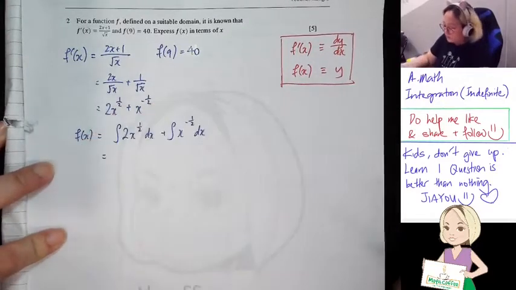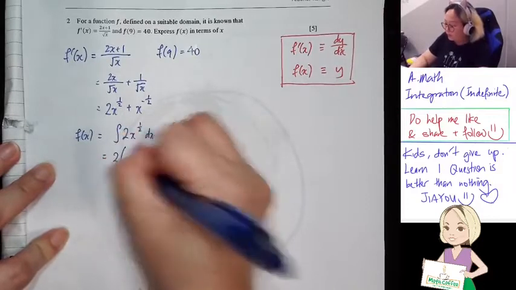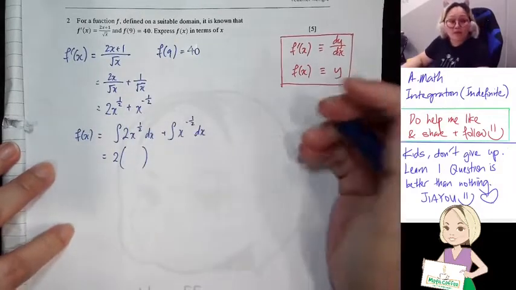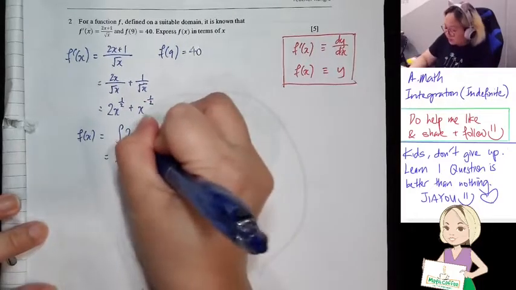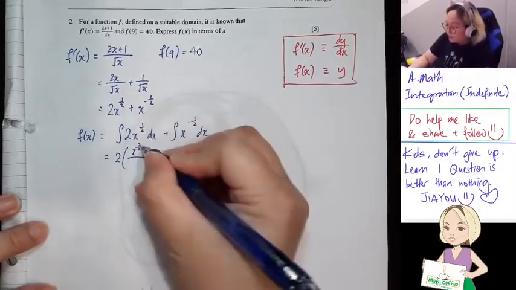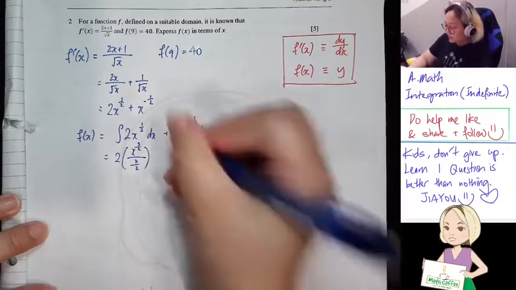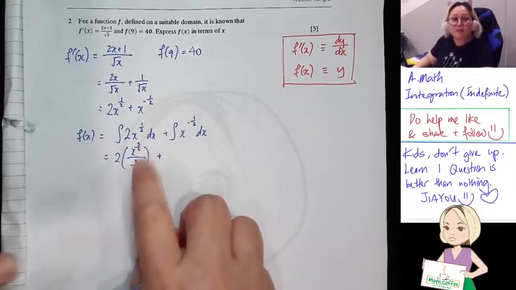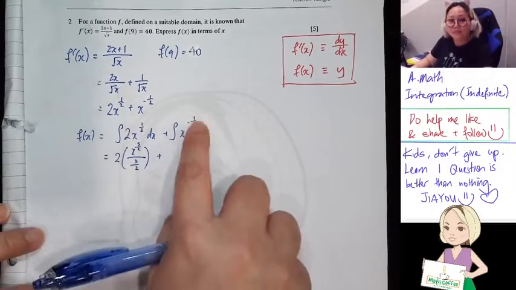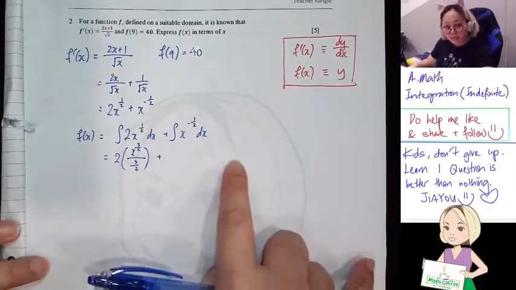Okay, so this is how you integrate. The 2, the constant, I put it outside. Power plus 1: half plus 1 is 3 over 2. So it will be x to the 3 over 2 over the new power, which is 3 over 2. Plus, yeah, I understand that this one has to put plus c, right? But it doesn't matter because this one got plus c, this one also got plus c, and in the end it will still be plus a constant. So I only need to write one plus c at the back.